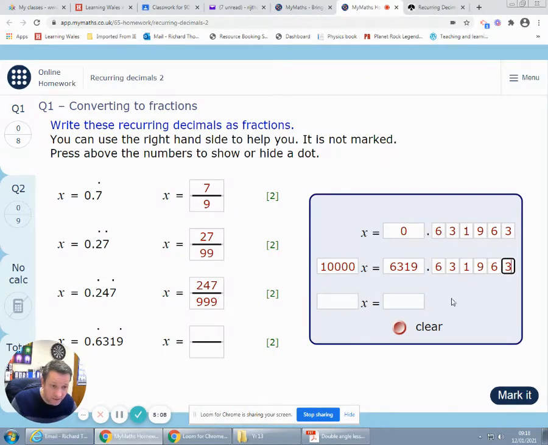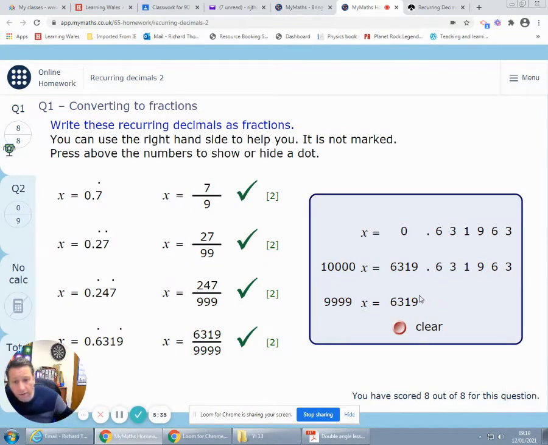So when I subtract, they will disappear. So 10,000 minus the 1 is 9,999. 6319 take away 0 is 6319. And these two rows disappear, which is what I wanted. So the fraction is 6319 on the top, and this 9999 comes over to the bottom. All right, let's check we've done that correct. Boom. Right, 8 out of 8.